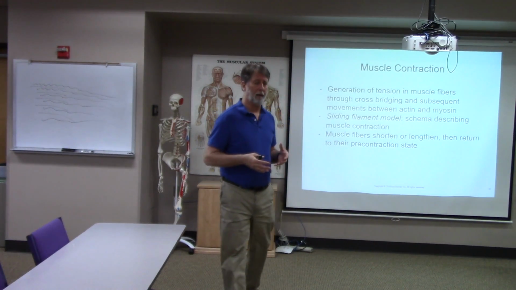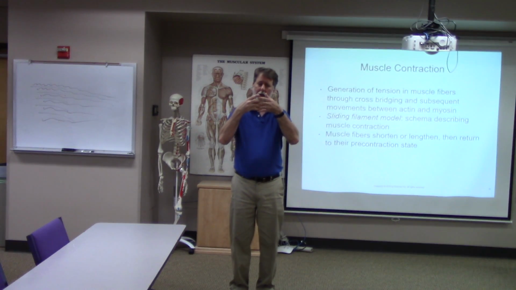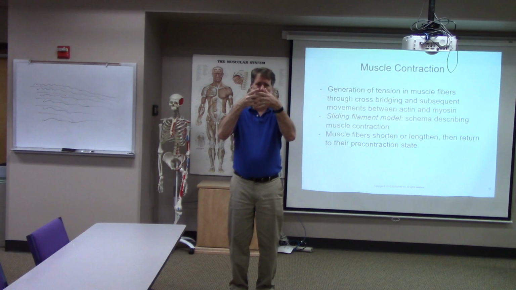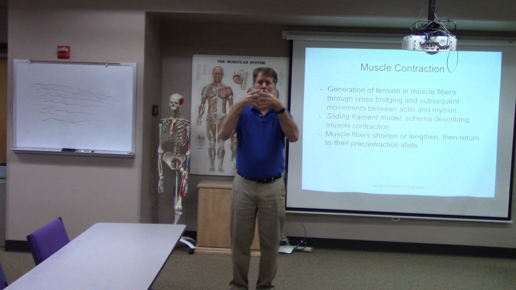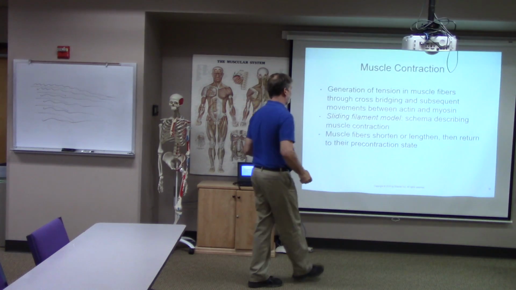So the sliding filament theory is the actin and myosin moving over each other. So I'm going to shorten a muscle, I'm going to lengthen a muscle. I'm going to shorten a muscle, I'm going to lengthen. And it's sliding filament. Those filaments are actin and myosin. So the actin and myosin are going to glide over each other, and that's the sliding filament theory.